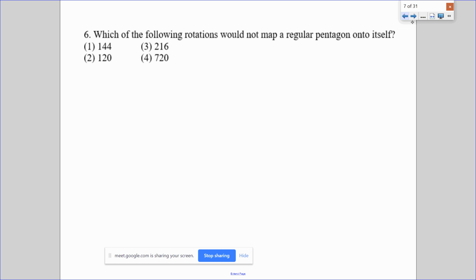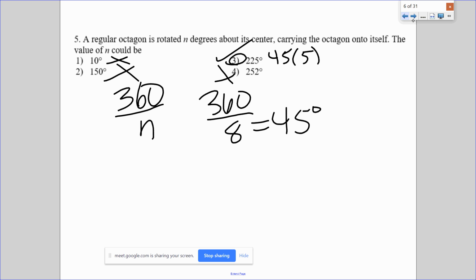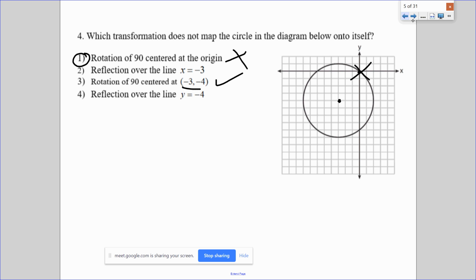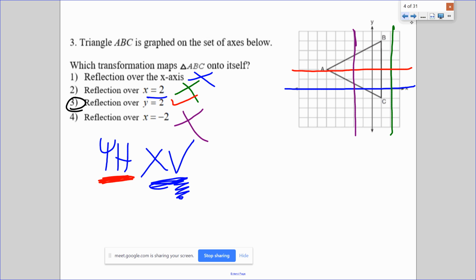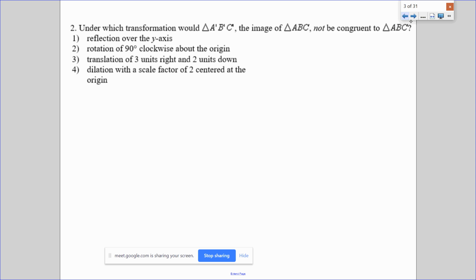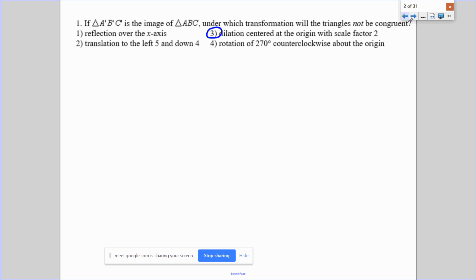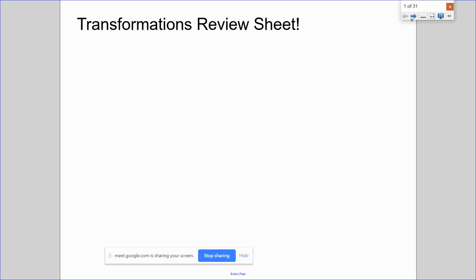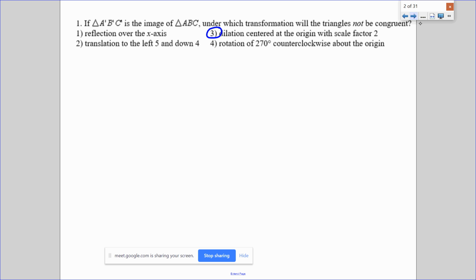You're going to have to map a regular polygon onto itself. 360 over n is the minimum. Any multiple of that will also map it onto itself. And you're going to have to map a shape onto itself. Line of reflection equals line of symmetry. Center of rotation equals center of shape. Oh, the one other thing, they all produce a congruent figure, except for dilation.